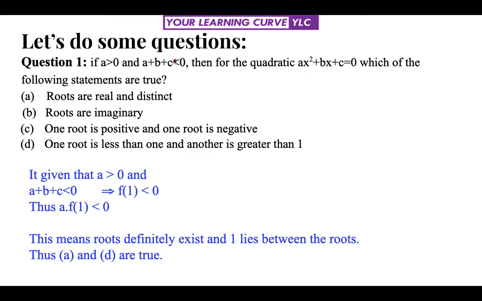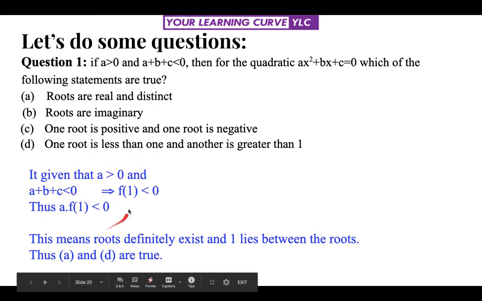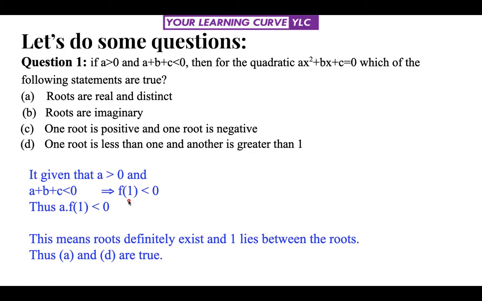If you observe, this expression a plus b plus c is obtained by putting x is equal to 1 in this. So this is the value of f of 1. It is given that f of 1 is less than 0, f of 1 is negative, and a is given to be positive. So we can say that a times f(1) is less than 0. This is negative if these two hold true.